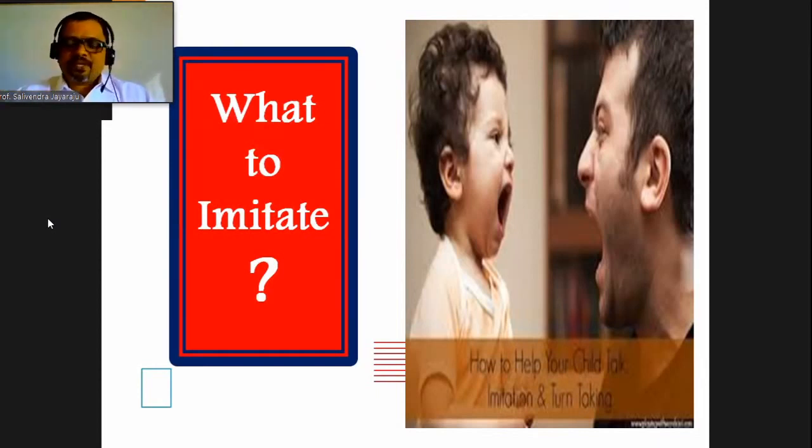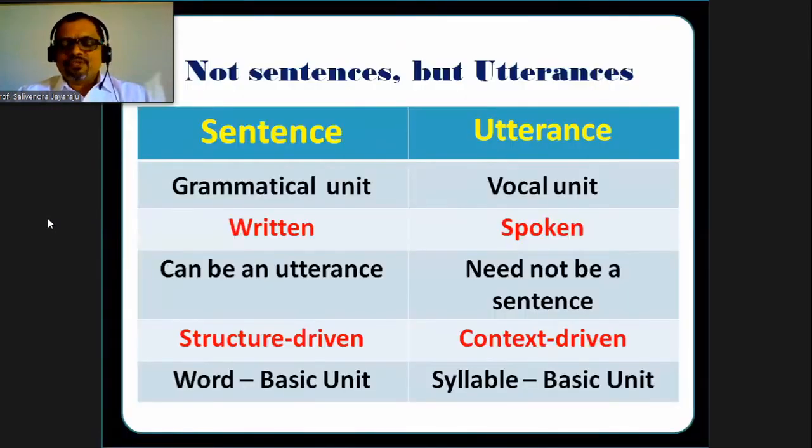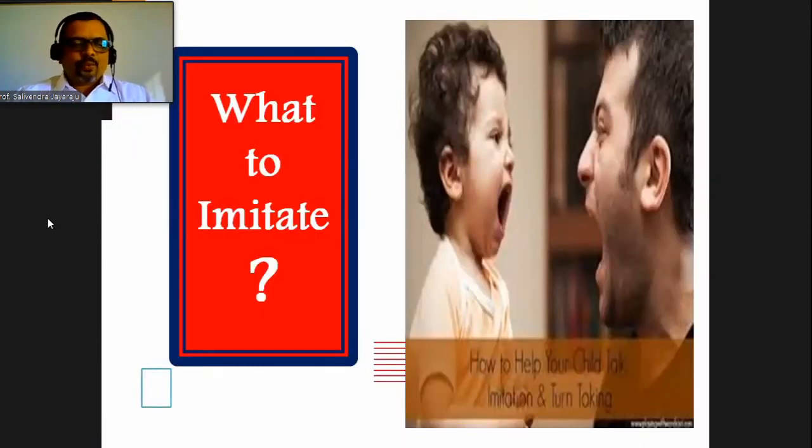What to imitate is a big issue and big question. Dear friends, let us move. When we try to learn a new language, we try to focus on the sentence and the sentence grammar. Maybe initially writing and reading the alphabet of that language. These are the very common and popular issues people adopt while they try to learn a new language.